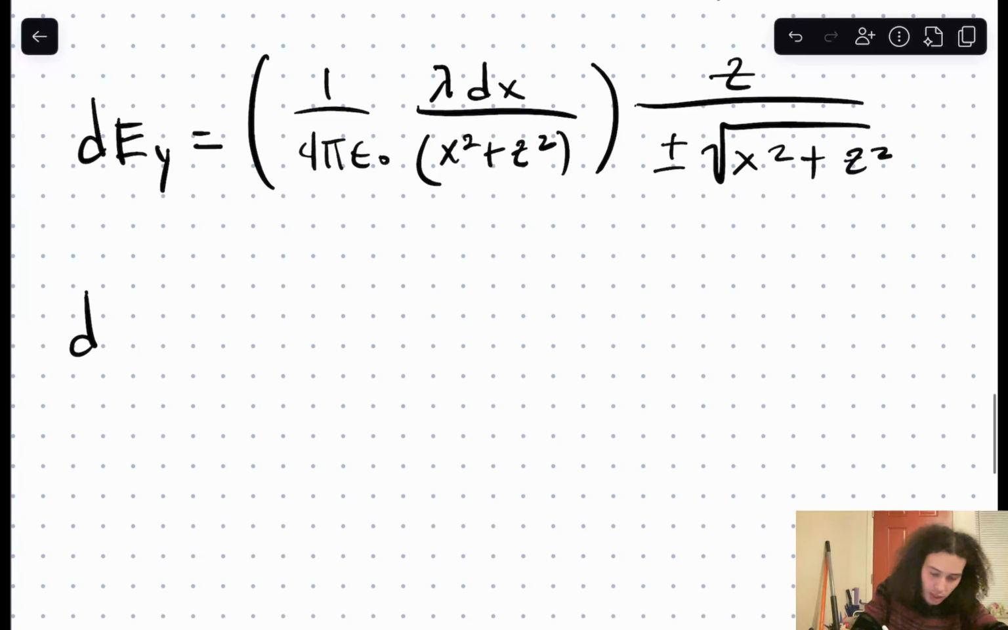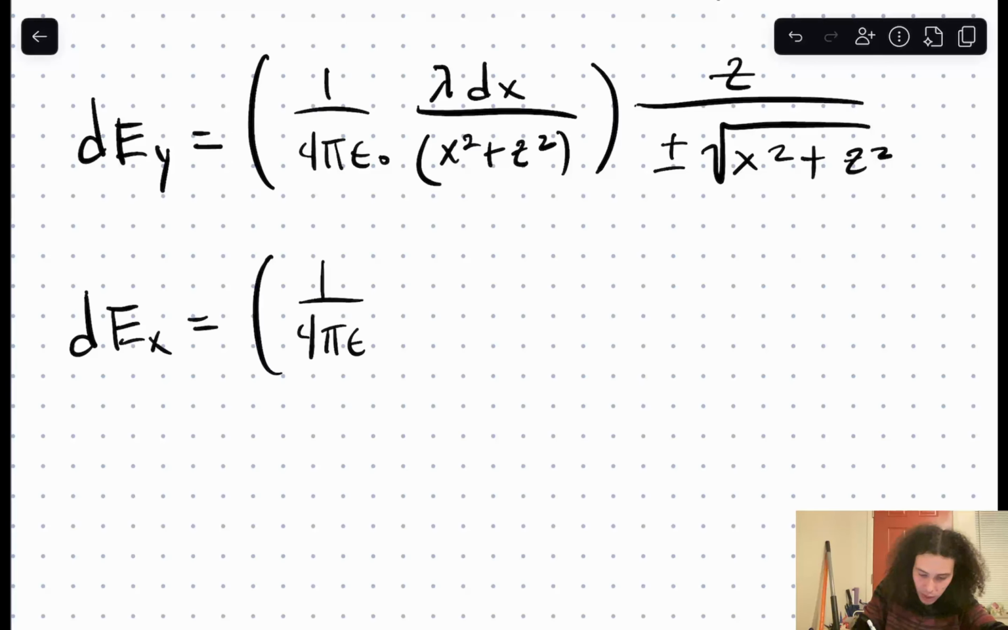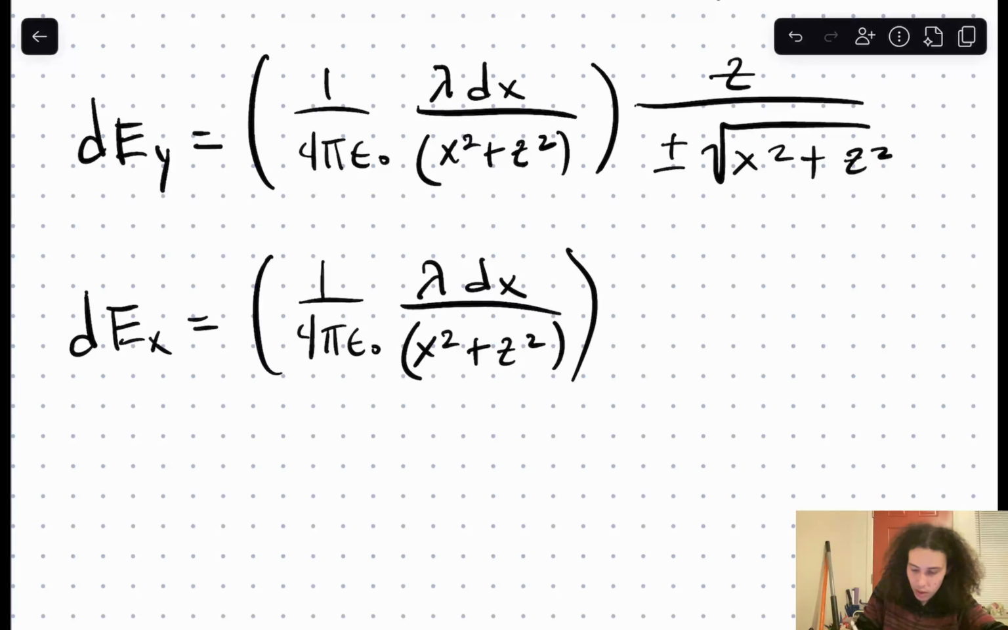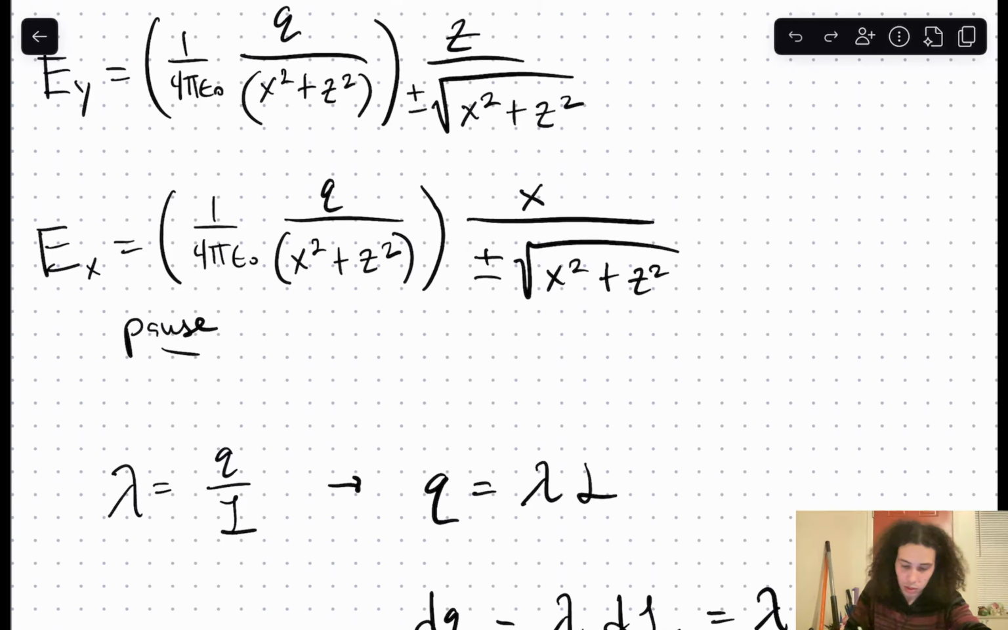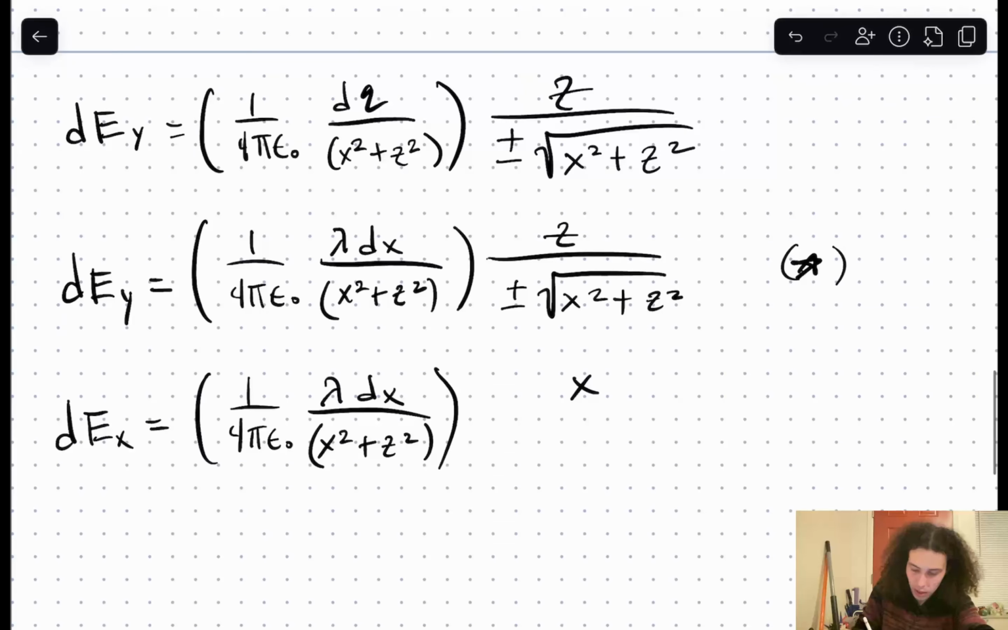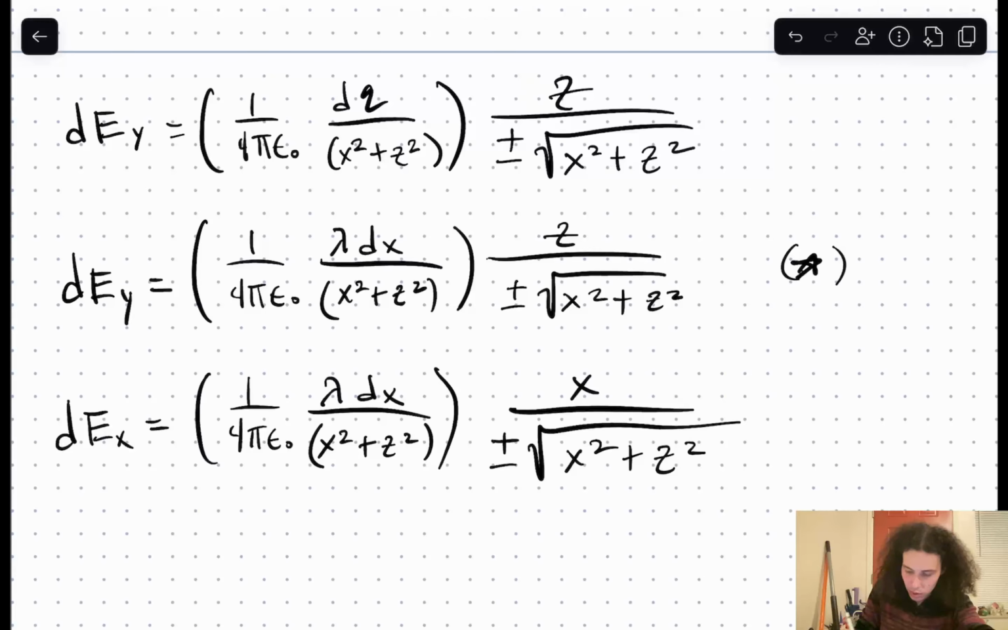Now we're going to do dE x: 1 over 4 pi epsilon naught lambda dx over x squared plus z squared. And the only thing that changes in the x component is this argument here, which is still x plus or minus x squared plus c squared. Put a little star over here.